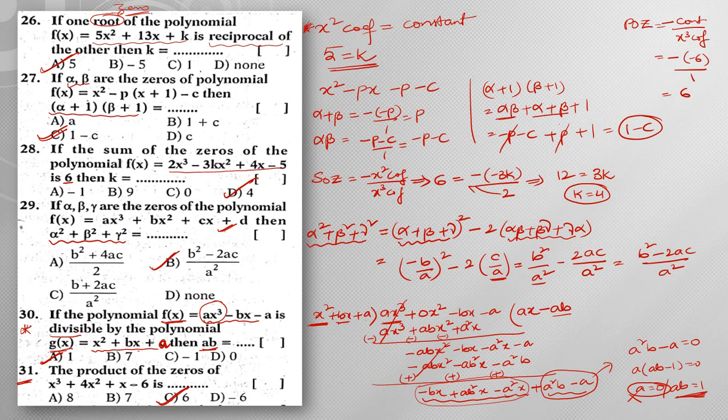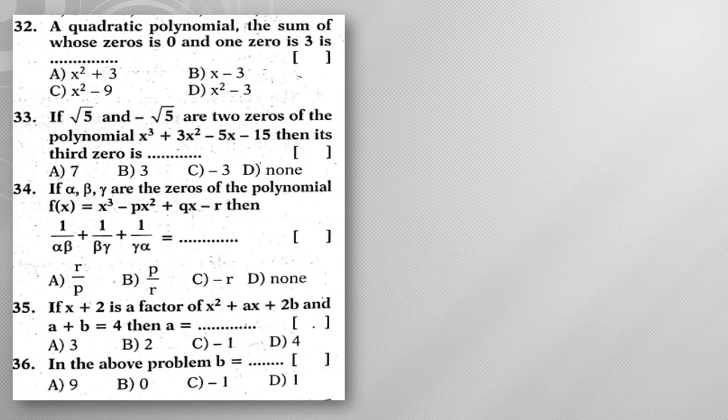Next, question number 32. A quadratic polynomial, the sum of whose zeros is 0 and one of the zeros is 3. So we have already discussed this: if one zero is 3, since the sum of the zeros is 0, that means the other zero is minus 3. Then what is the formula? x square minus of 3 square, which gives me x square minus 9. Hence the answer is x square minus 9.